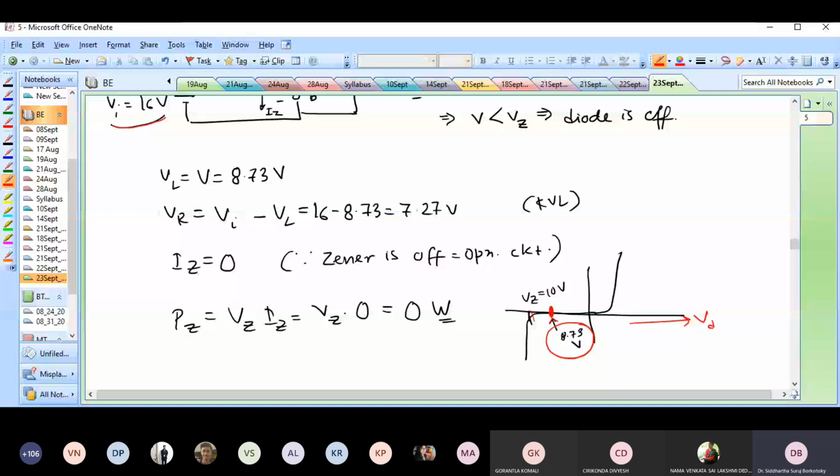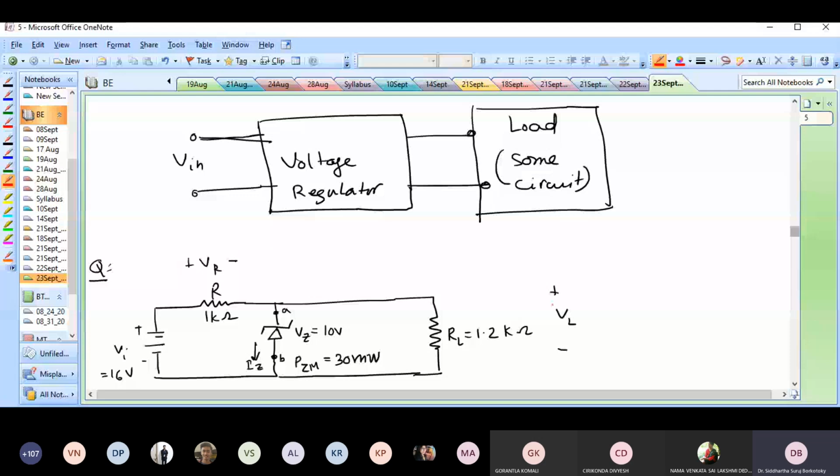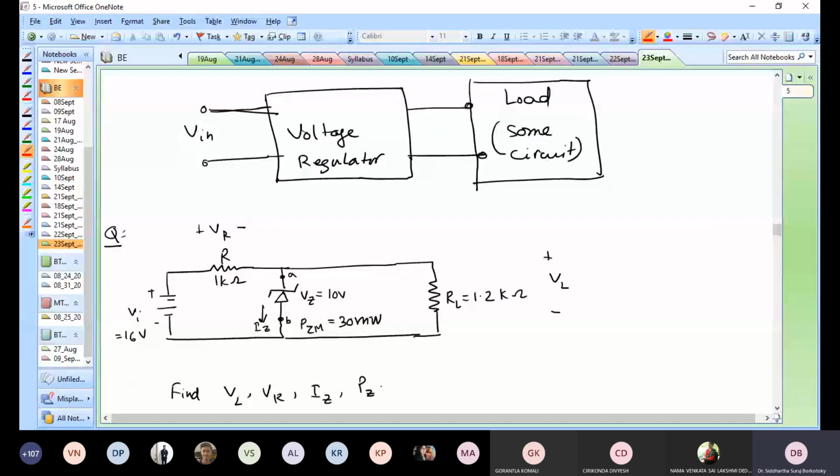So basically I need to be here to start conducting. I need to be here or here. I need to make the voltage Vz 10 volts or larger. Then only my diode would conduct. But if I am operating at this point with 8.73 volts, there will be no conduction, which means the diode is effectively an open circuit. So now repeat the same example, but with RL equal to 3 kilo ohms. You have exactly the same circuit, but now I make this load resistance equal to 3 kilo ohms, and see what will happen.